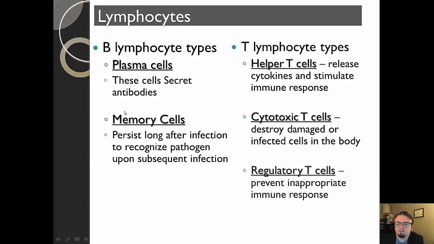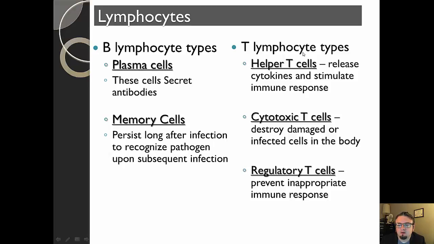Okay, so next I want to talk about the different types of lymphocytes. Now, this doesn't necessarily cover all of them, but these are the most common types. So in the B cells, you have what are called plasma cells and memory cells. Plasma cells are what I referred to earlier in the last section of part 1 as the effector cells. And then we talked about the memory cells, which persist.